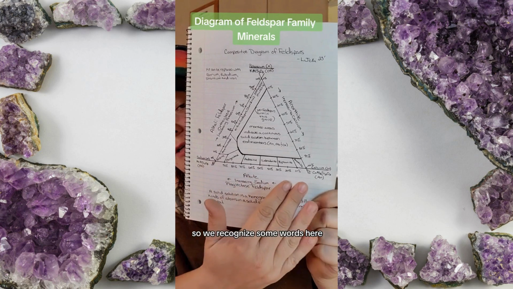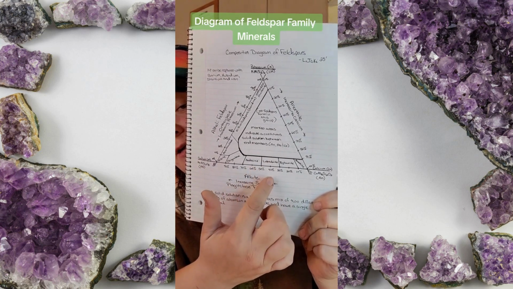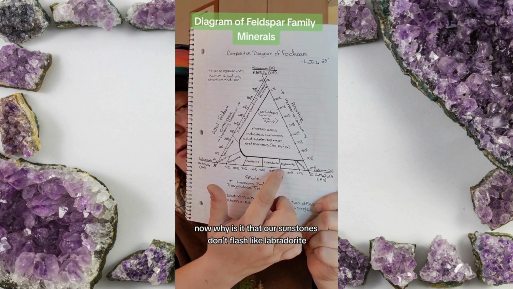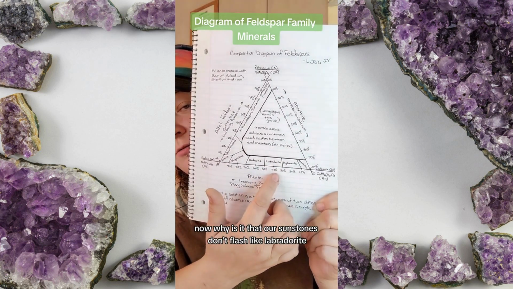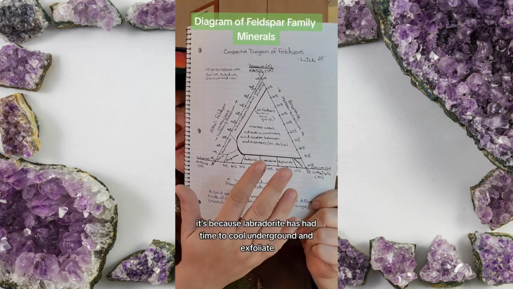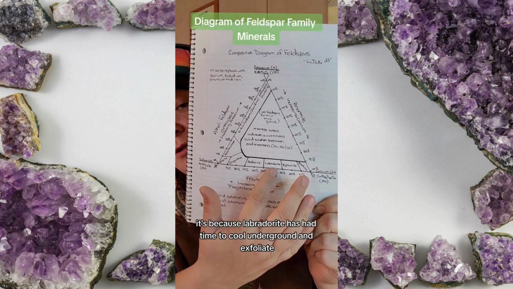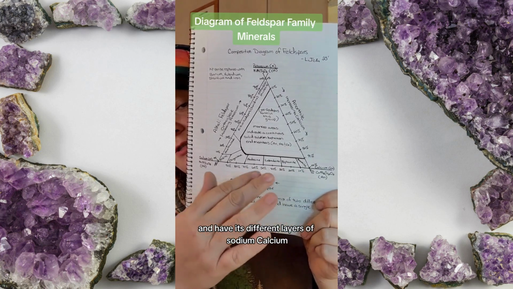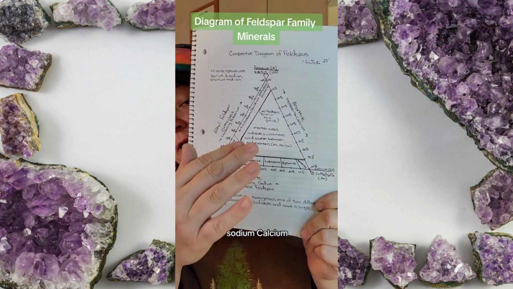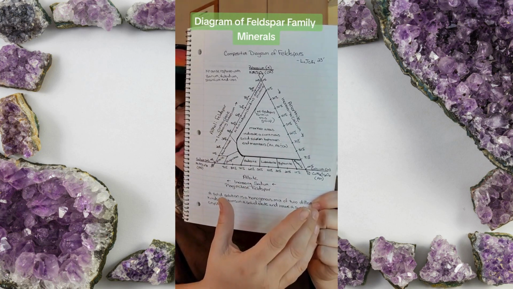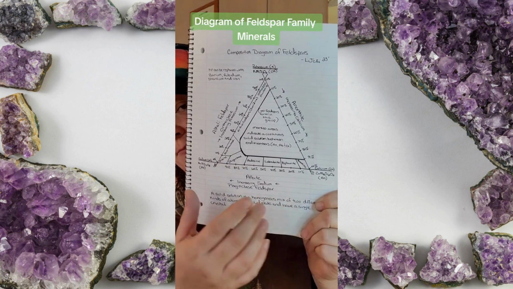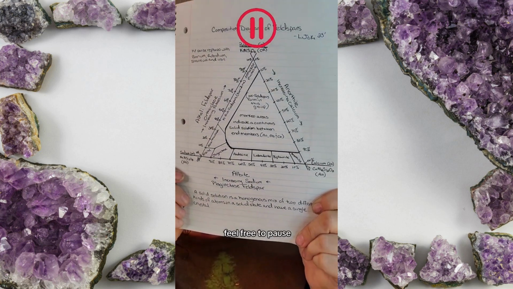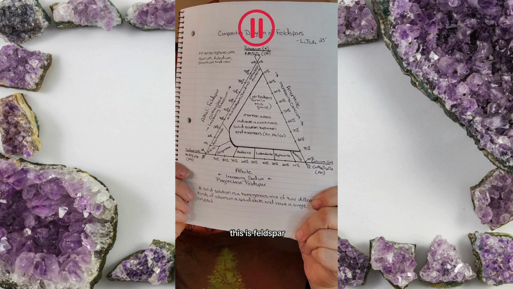So we recognize some words here. Here's labradorite. It is right in here, which is where also our sunstones land. Now, why is it that our sunstones don't flash like labradorite? It's because labradorite has had time to cool underground and exfoliate and have its different layers of sodium, calcium, sodium, calcium, sodium, calcium. Build that crystal. And that's where you get the vivid colors from. So I'm going to zoom in on this for you. I'm going to give you a moment with it. Feel free to pause. This is feldspar.